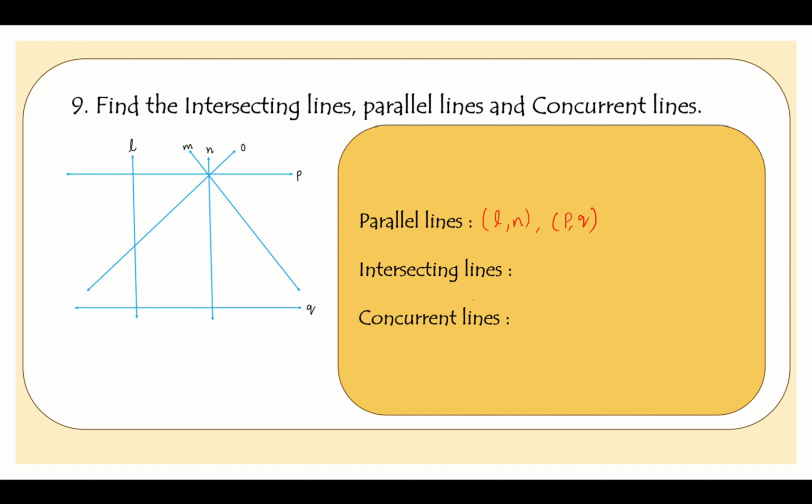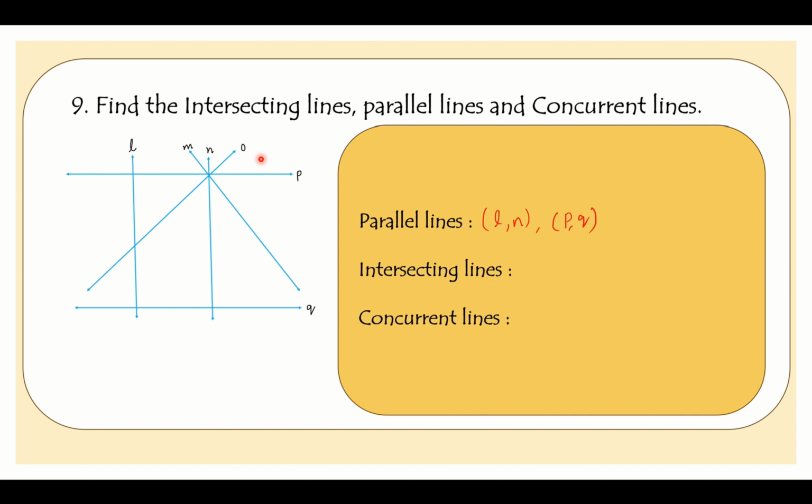Now coming to intersecting lines. In my previous video, I told you how to find intersecting lines. If two lines intersect at one point, then we can say that those lines are intersecting lines. If you observe the figure, LP is an intersecting line. It is intersecting at this point. At the same time, it is intersecting at this point. LO is an intersecting line. It is intersecting at this point. LQ is an intersecting line.